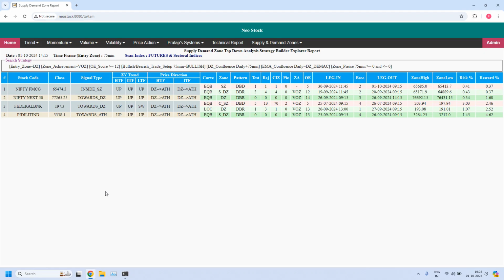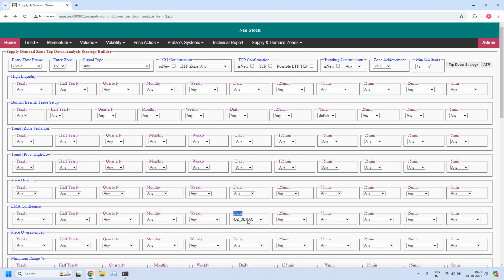Okay, next let us look for LTF, ITF, HTF confluence. For that, first we need to remove this EMA filter. What is LTF, ITF, HTF? The 75 minute zone is part of daily. Again, 75 and daily together are again part of the weekly zone.